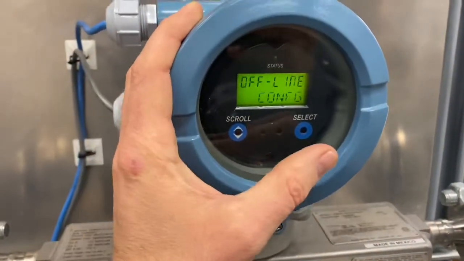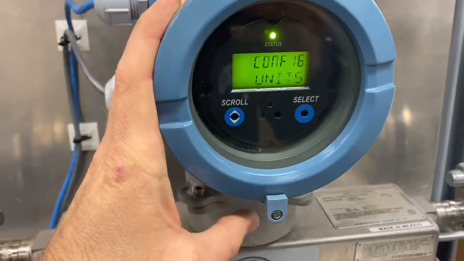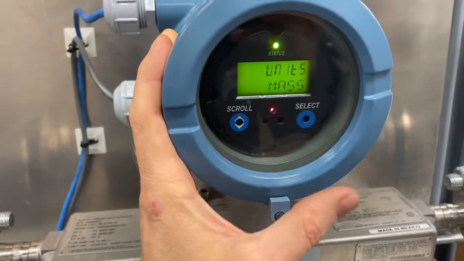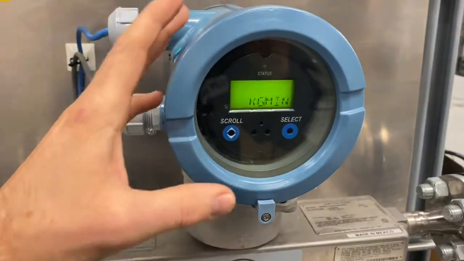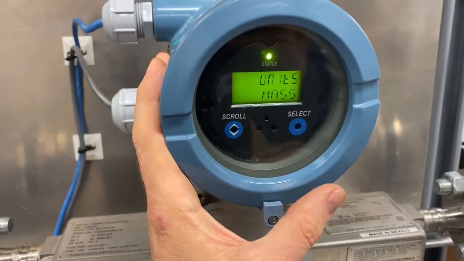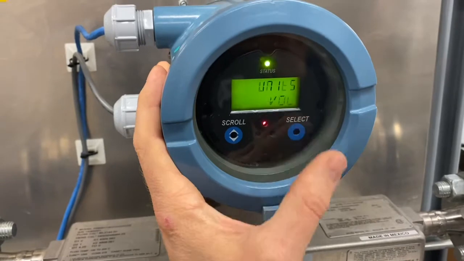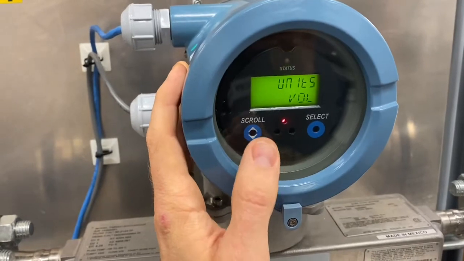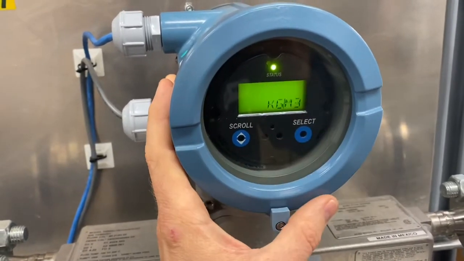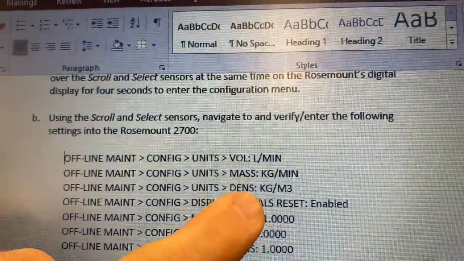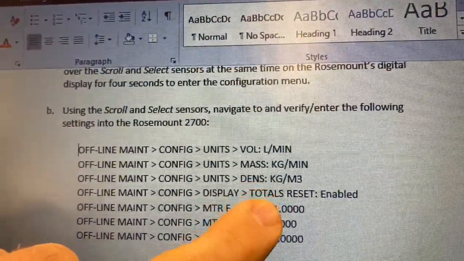So we'll scroll over, we'll hit select because we want to go into configure. There's units, we want to go into units. Our mass unit, let's see what that is. It should be in kilograms per minute. So it's in kilograms per minute. We hit select again and scroll over, check the volume. Liters per minute, that's what we wanted. Hit select again, scroll over to density, and this should be in kilograms per meter cubed, which it is. Now I'll hit select again. So we verified all of our units: liters per minute, kilograms per minute, and kilograms per meter cubed for density.